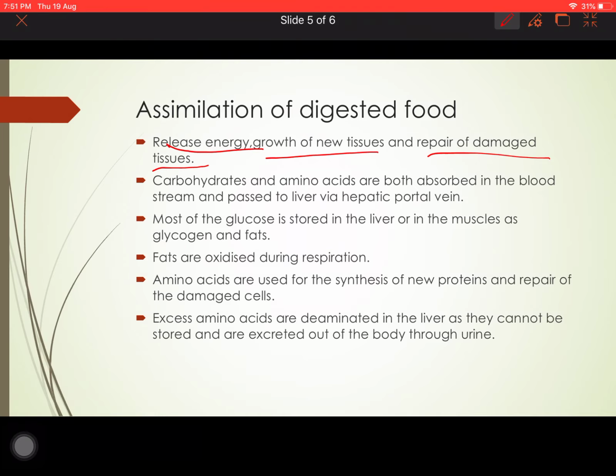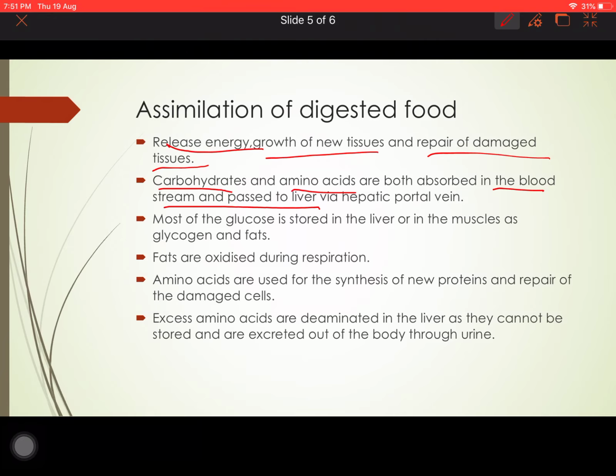As we have seen in the previous slide, absorption is done mainly in the small intestine. Now assimilation is what happens after the absorption: the energy is released, the new tissues grow and the damaged and worn out tissues are repaired. Carbohydrates and amino acids are both absorbed into the bloodstream and passed to the liver. How are they passed to the liver? They are passed to the liver via the hepatic portal vein, which we mentioned earlier also.